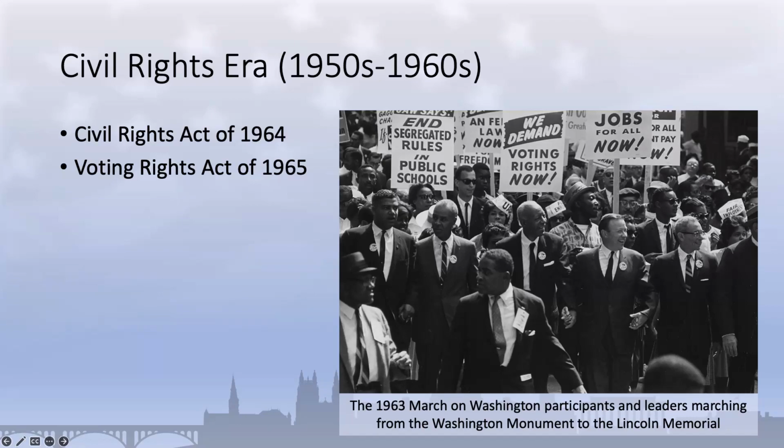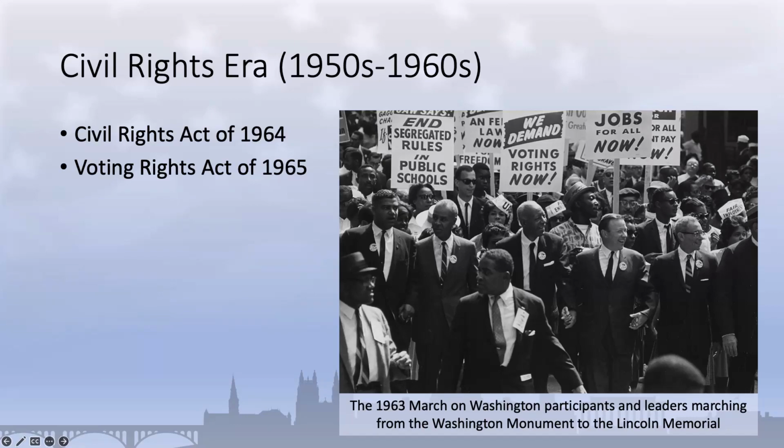The Voting Rights Act of 1965 similarly expanded federal power. The act sought to redress racial discrimination in voting practices. It gave the federal government the authority to oversee voter registration and election procedures in states and localities with a history of discriminatory voting practices.